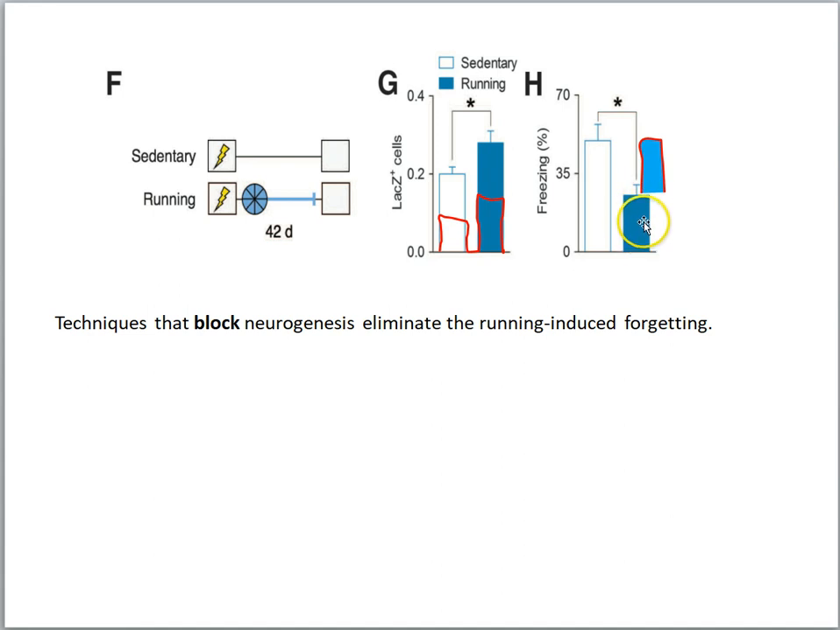So in the running condition, previously they were forgetting the memory. Now, because neurogenesis had been blocked, they are showing similar levels of freezing behavior. So this suggests that neurogenesis really is interfering with the memory traces in some way, and that by blocking the neurogenesis, you can prevent that interference and the memory can be retained.